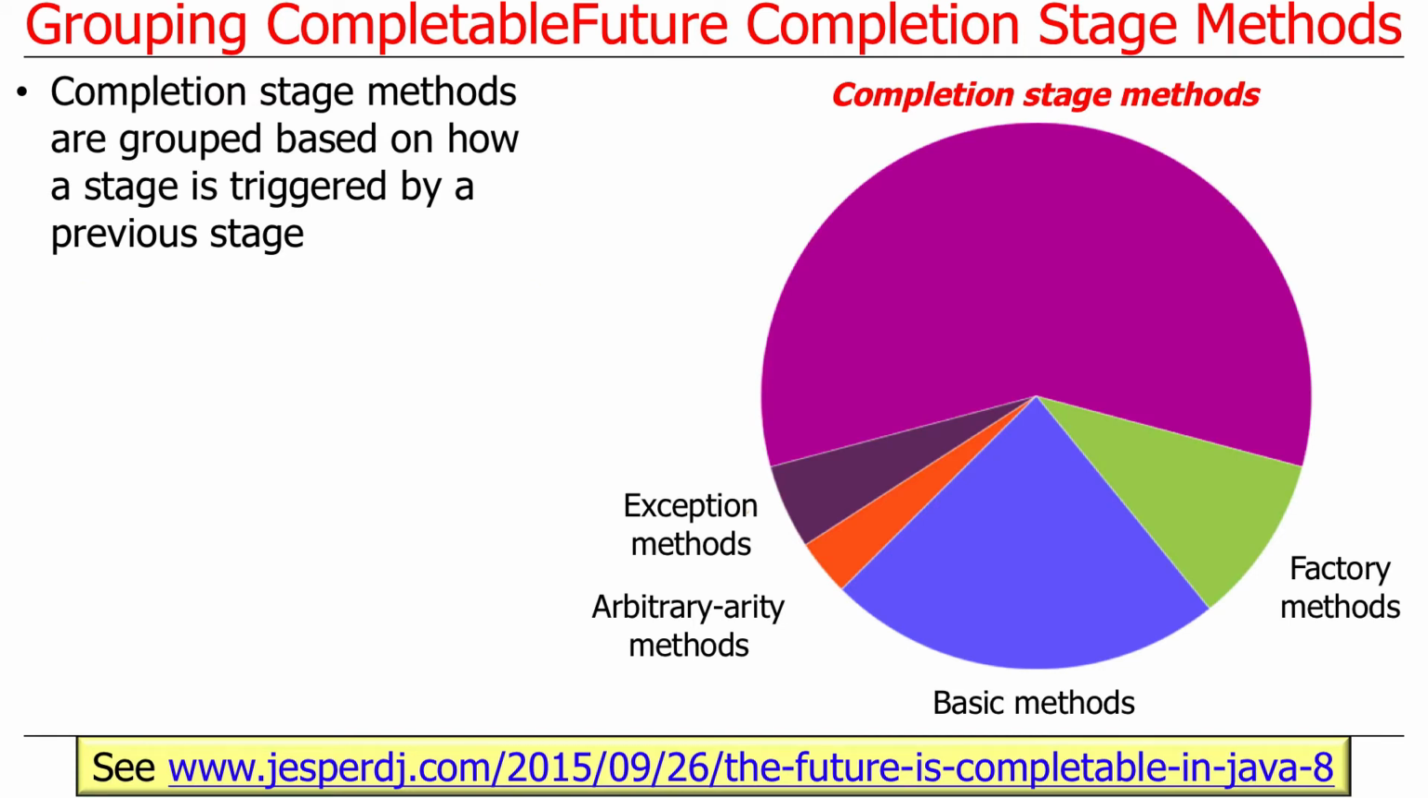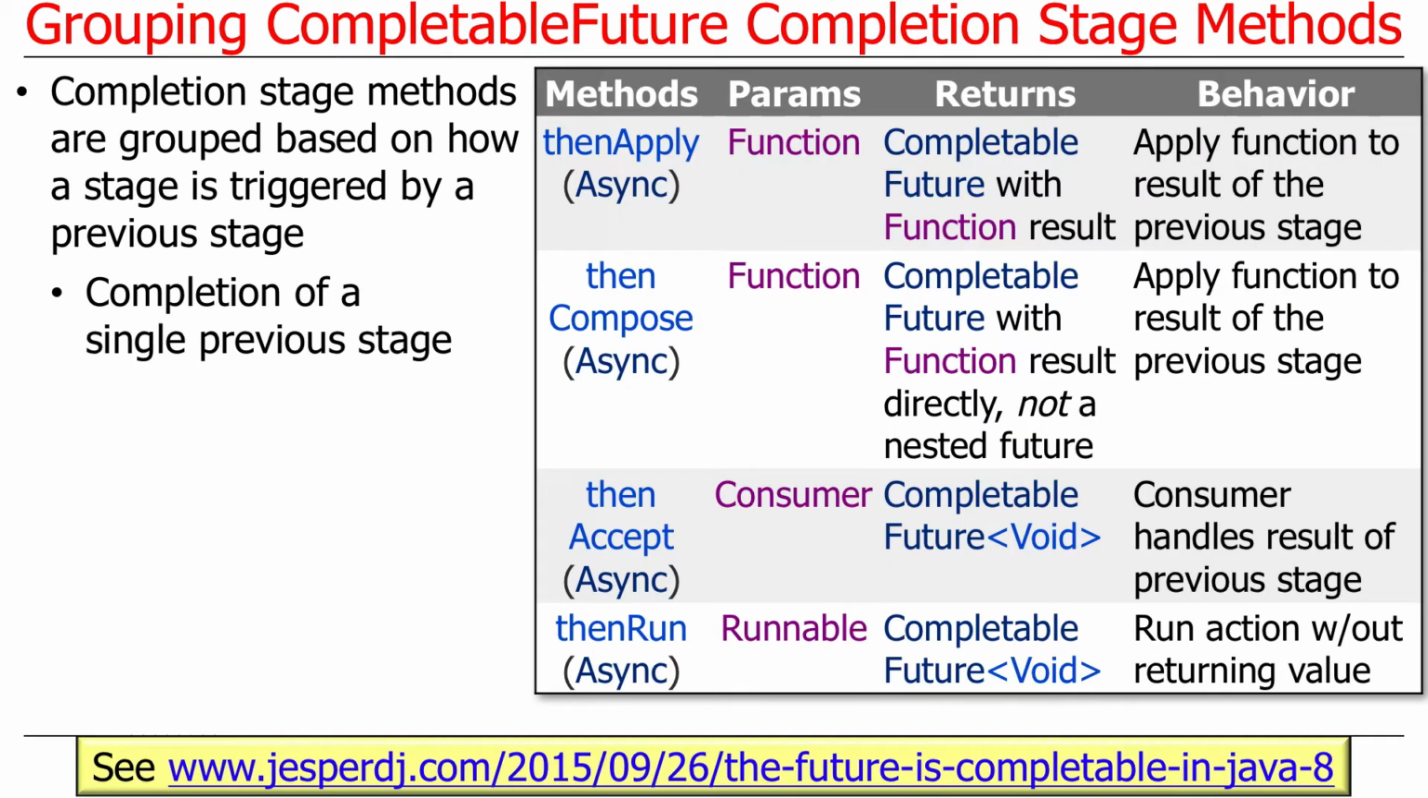Okay, so there's a number of different ways to group these completion stage methods. And they're typically grouped by how they wait for the previous stages to be finished, to be triggered. So one group of methods are triggered when a single previous stage completes. As you can see, there are four main methods here: thenApply, thenCompose, thenAccept, and thenRun. And for our purposes, the key things are thenApply and thenCompose.